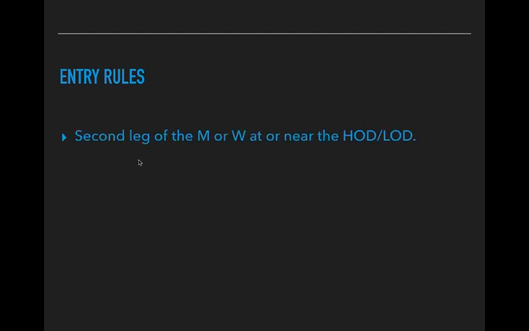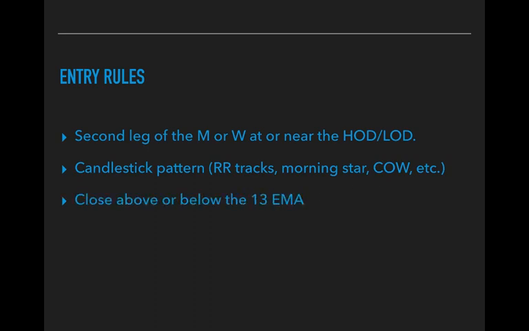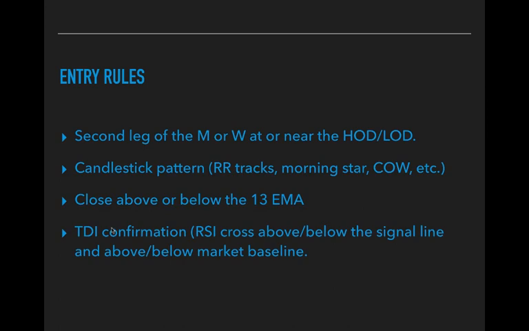We're going to recap our entry rules one more time, just so that you're aware. We're looking for the second leg of the M or the W at or near the high of the day or the low of the day. That's what HOD, LOD are. We're also looking for a candlestick pattern, like a railroad track, morning star, evening star, or cord of wood. That's another entry trigger. We're also going to look for a close above or below the 13 EMA on the second leg. And then we're looking for a TDI confirmation, which means the RSI has to cross above the signal line and also above or below the market baseline.